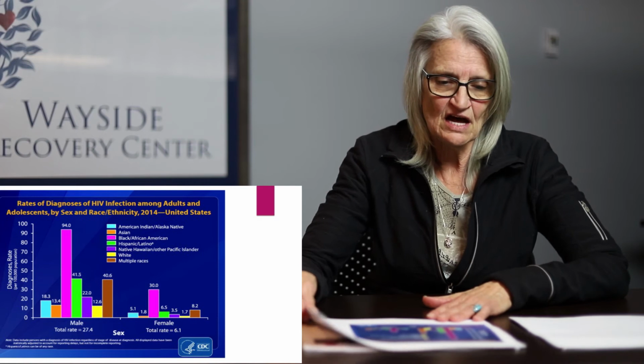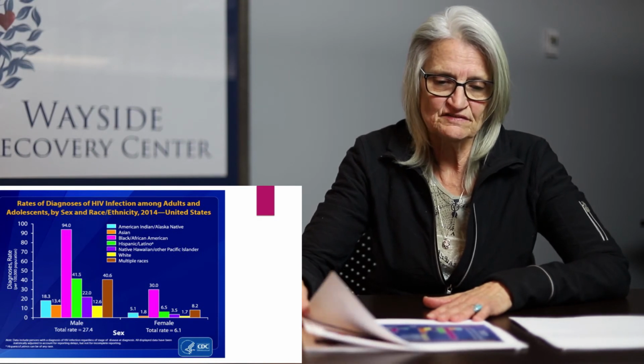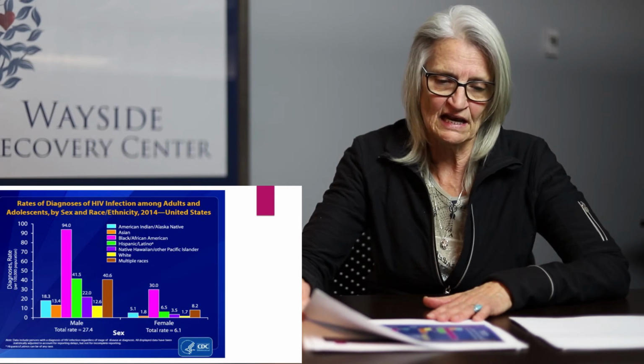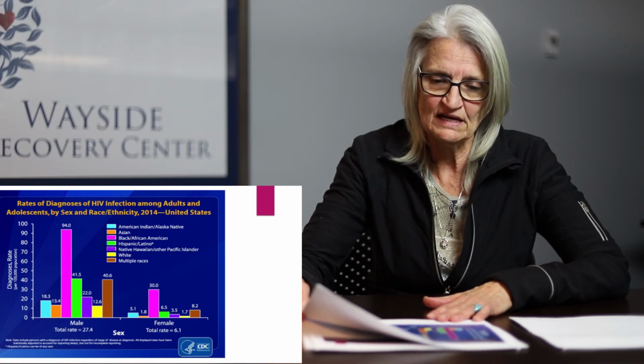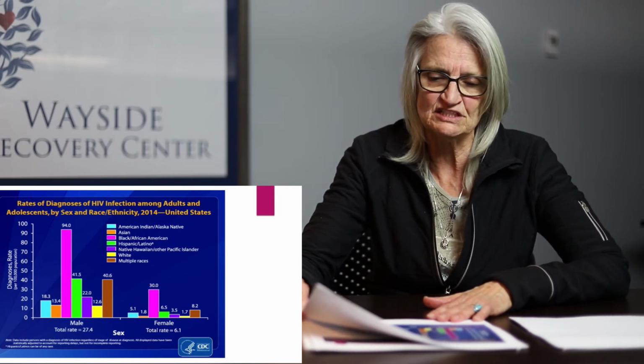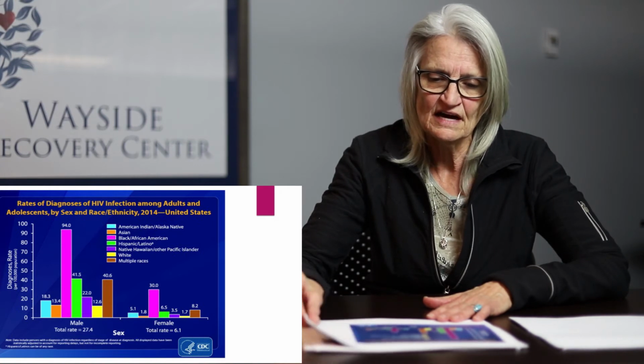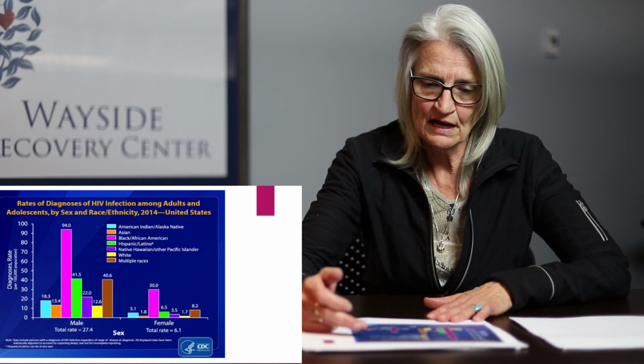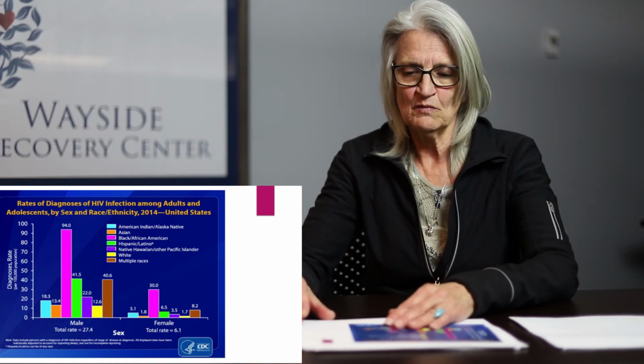Okay, so this next slide gives you the rates of diagnosis of HIV infection among adults and adolescents by sex and race and ethnicity, and this was 2014. And you can see there are other populations that I didn't speak about: American Indian, Alaska Native, Asian, Native Hawaiian, and multiple race.